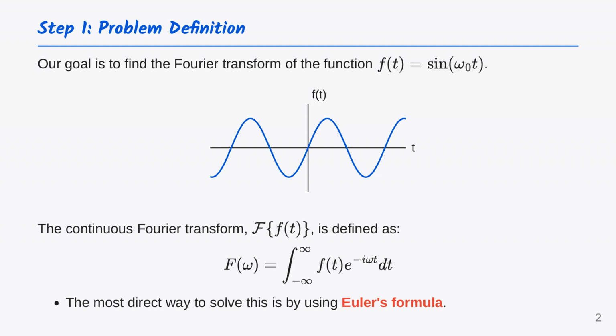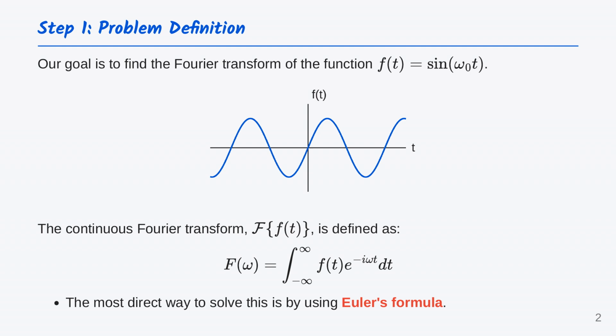If you look at the figure on the slide, you can see a graph representing our function f of t. The horizontal axis is time t and the vertical axis shows the function's value. The function itself is this beautiful continuous blue sine wave. It oscillates smoothly and periodically around the horizontal axis, starting at the origin and extending infinitely in both directions.